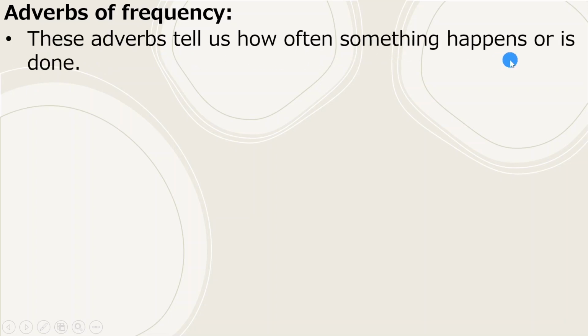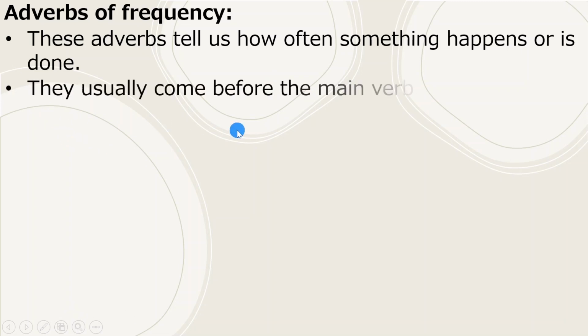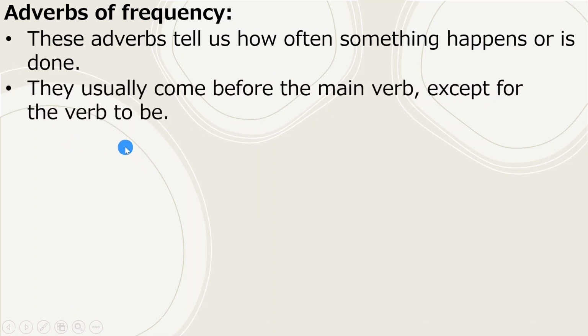So adverbs of frequency, what do they do? These adverbs tell us how often something happens or is done. They usually come before the main verb, except for the verb to be. So the point here is adverbs of frequency usually come before the main verb. When we use the word usually, it also means not always. There are certain cases where these adverbs of frequency would come after the verb, but usually they come before the main verb, except for the verb to be.